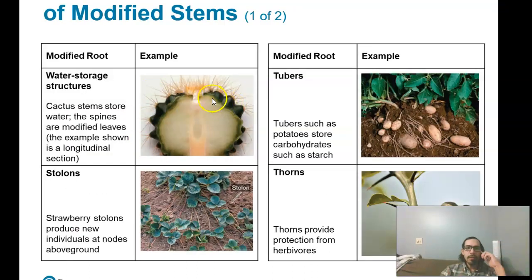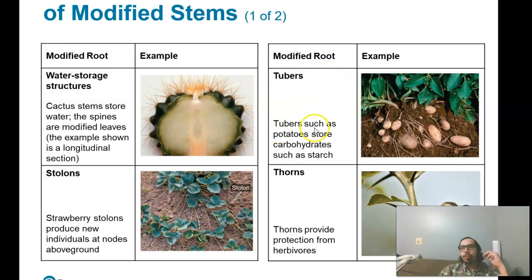So here's a cactus. This is a longitudinal section of a cactus. So it's cut from the side. Okay, so you can see that this is the space where it stores the water. You have the stolons, and here this is a strawberry stolon that produces individuals at the nodes.